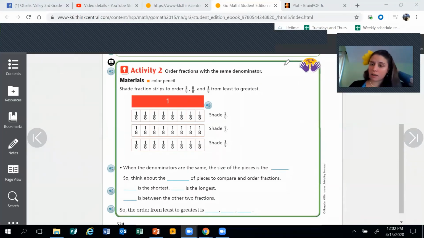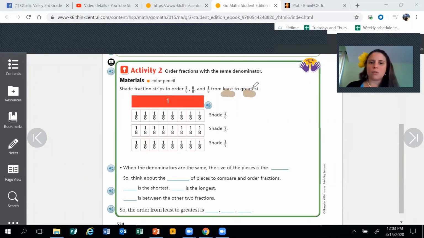Okay, so let's go ahead and go on with activity 2. And this time we're doing fractions with the same denominator. That means all the pieces are the same size. Okay? And we just have to worry about the number of pieces to figure out which one is greatest and which one is least. So apparently you need colored pencils. You guys have markers at home. You'll be all right. Shade the fraction strips to order 5/8, 8/8, and 3/8 from least to greatest.